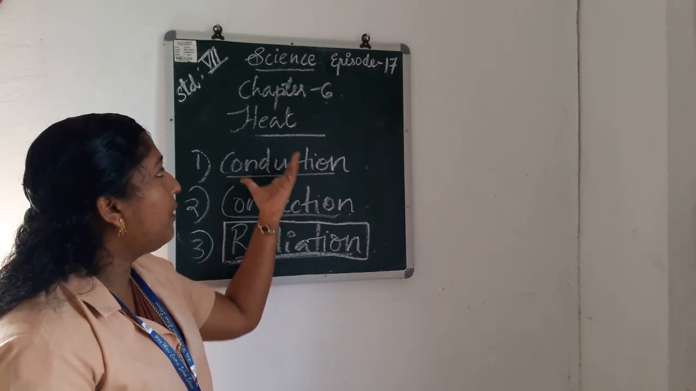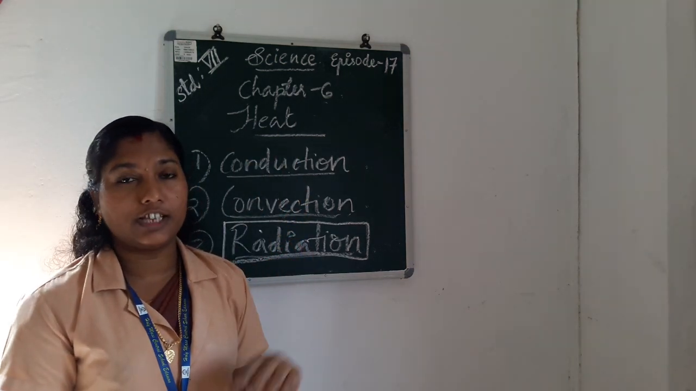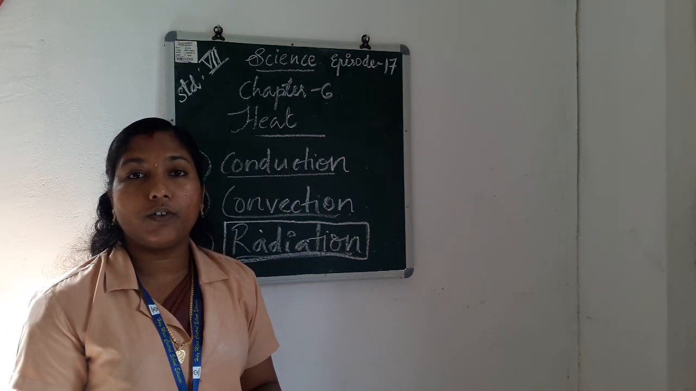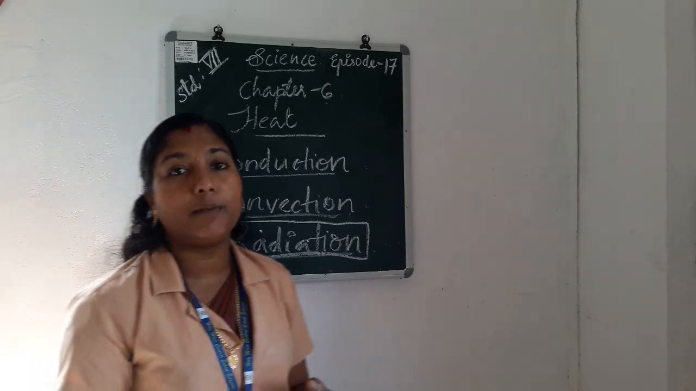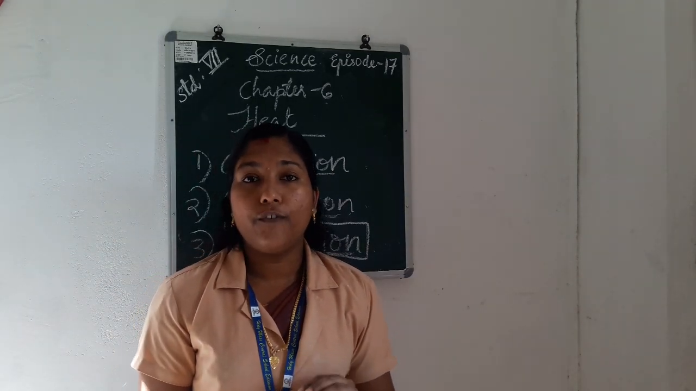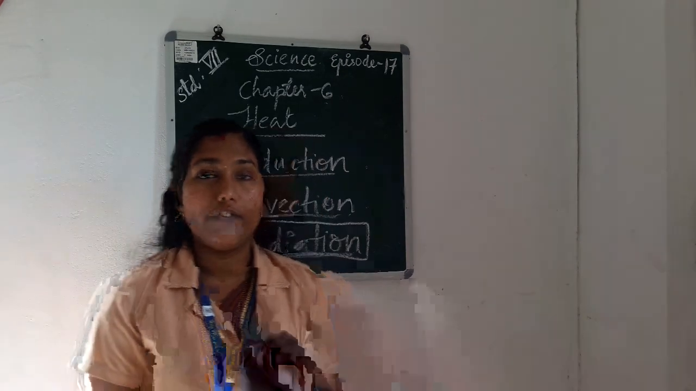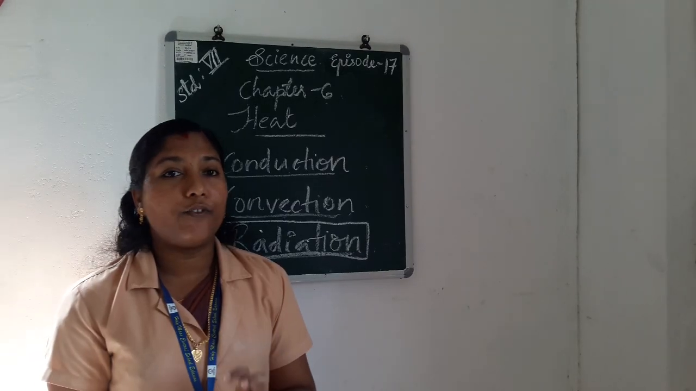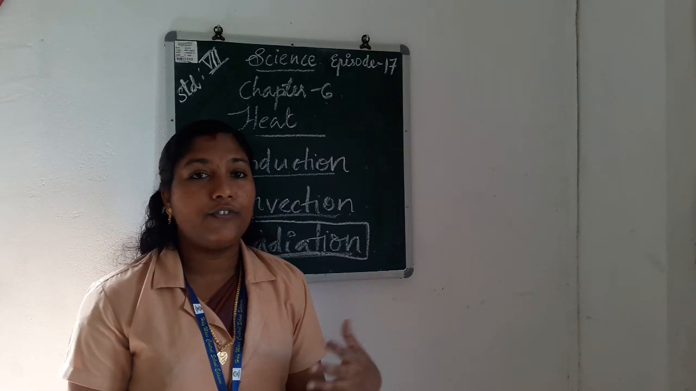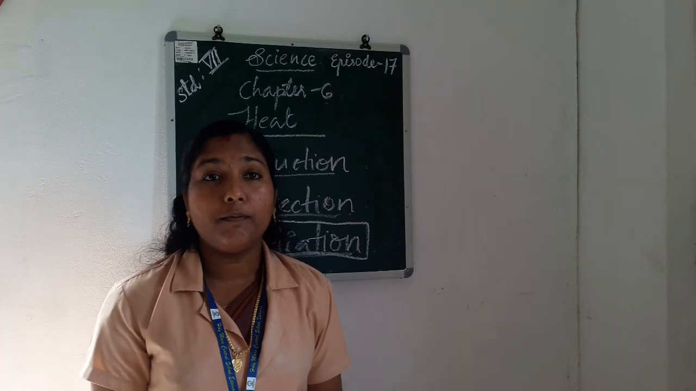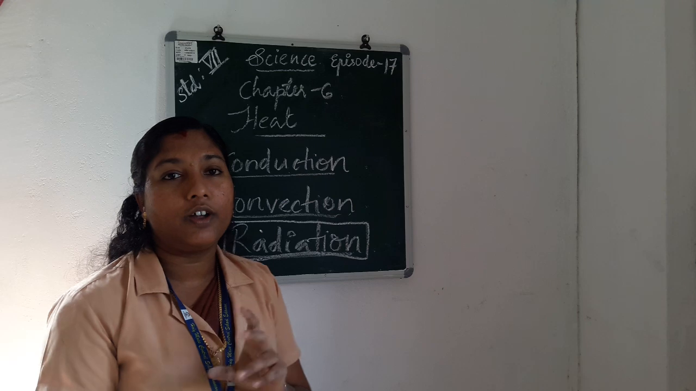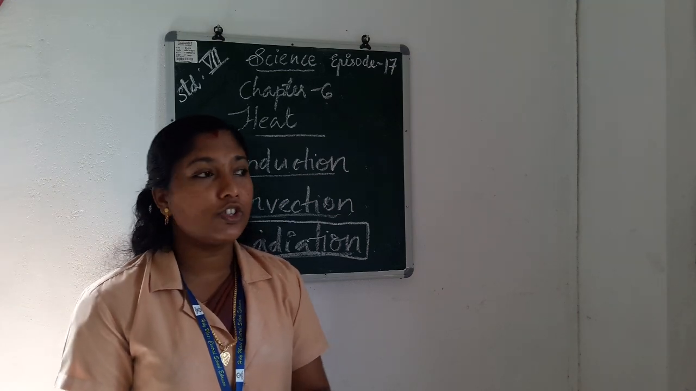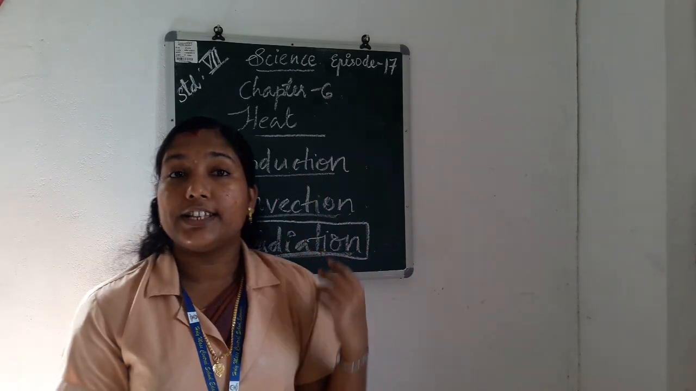Then once again about heat transfer. All of you understood about heat. What all things did we learn in this chapter? We learn about heat. Heat is a form of energy. We know that different forms of energies are present, and heat is one form of energy. So we learn about the transfer of heat.